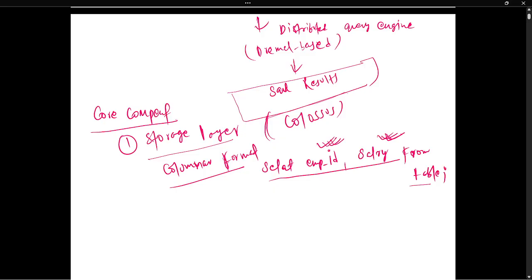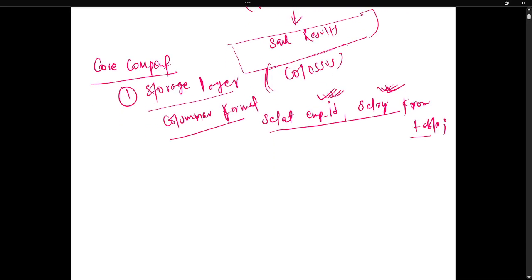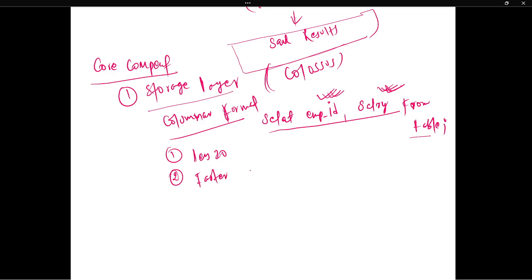What is the benefit of using the columnar format? First is less input output operation. Second is faster queries, because it only retrieves the mentioned column names.